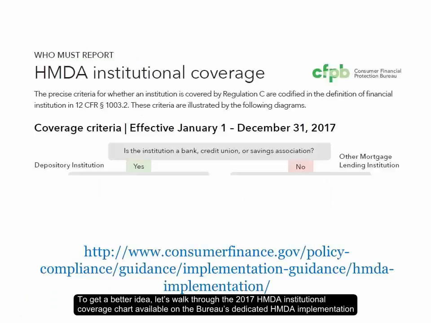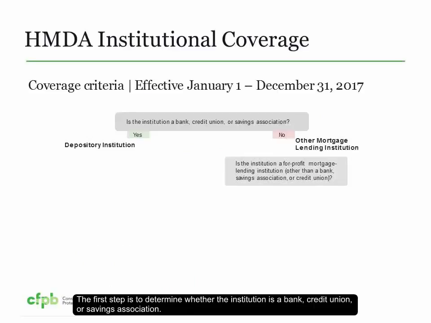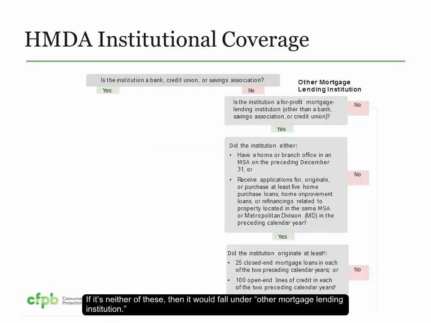To get a better idea, let's walk through the 2017 HMDA institutional coverage chart available on the Bureau's dedicated HMDA implementation webpage. The website address is listed on this slide. The first step is to determine whether the institution is a bank, credit union, or savings association. If it's neither of these, then it would fall under Other Mortgage Lending Institution.